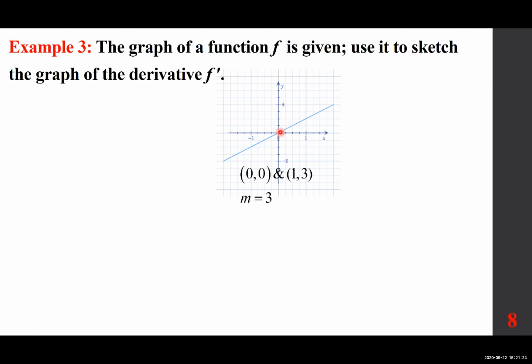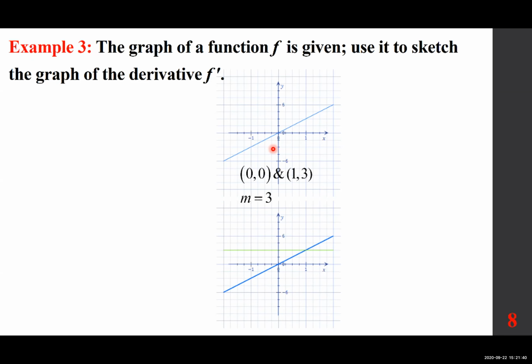This one is very obvious. This is 0, 0. This is 1. This point, class, has coordinates 1, 3. It's important to see that the scale on the y-axis is not the same, and that's fine. And so y equals 3 is the answer. Again, pretty straightforward, class. Okay. All right. So for any line, just calculate the slope. y equals the slope is the answer.